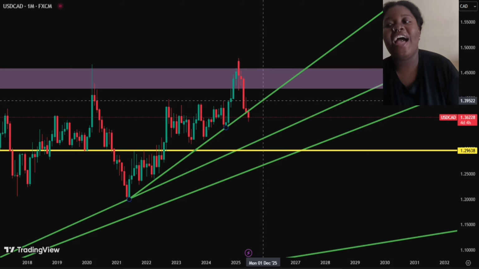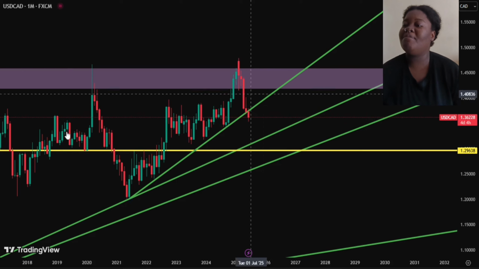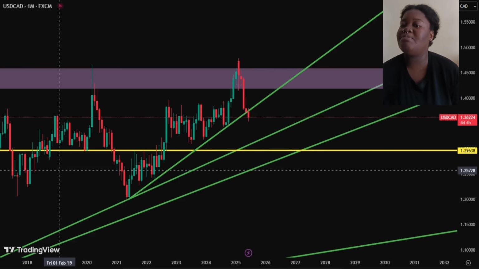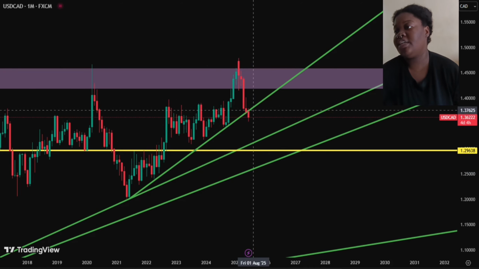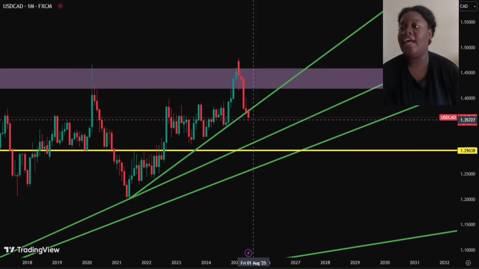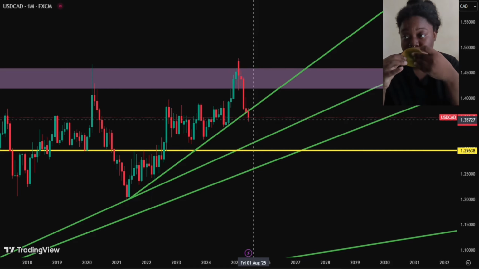Not really want to highlight anything else. I'm seeing key levels that the market can respect, but not going to focus on that. Not seeing any trends coming down here. Just boom, just impulse move down, very impulsive.